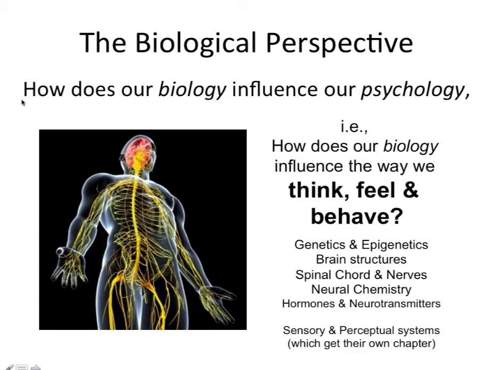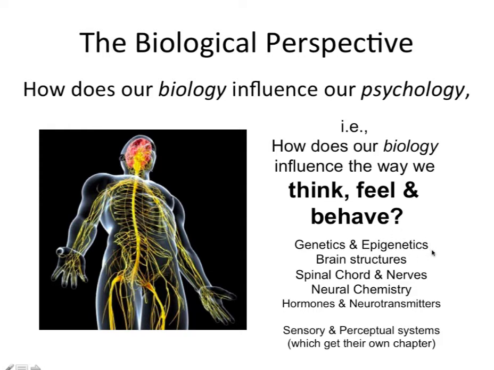So just a reminder that when we think about the biological perspective, we're looking at the many ways that our biology influences our psychology. So that sounds kind of like gobbledygook unless you break it down into how does our biology influence the way we think, feel, and behave. We're using our informal definition of psychology there, and then it starts to make sense, and we can think about things like genetics and epigenetics.